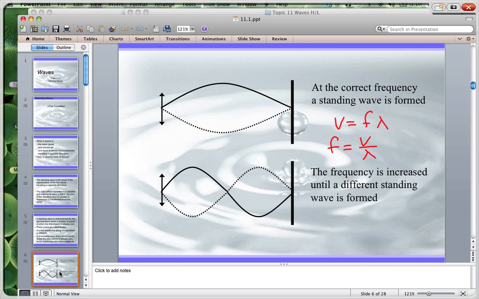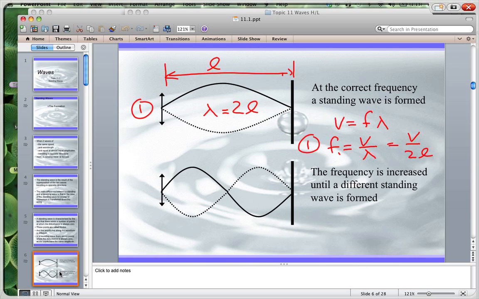As you can see in this case over here, if this distance here was L, then what would the wavelength of this wave be? What would the wavelength equal? It would equal 2L, wouldn't it? Because this is half a wavelength here. So your frequency in this case, if this was situation 1, your frequency for 1 would be the velocity divided by 2L.